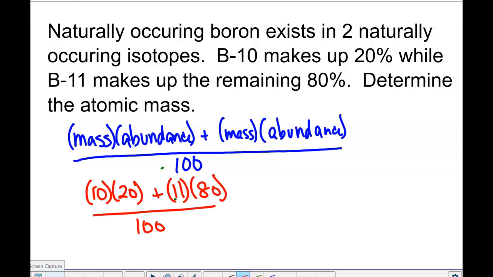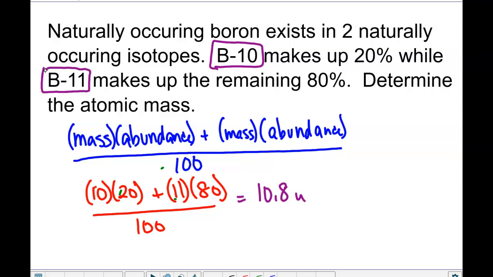All right, so your setup should look like this. And then you're going to solve for the average here. So our average comes out to 10.8. And the unit here is going to be atomic mass units. We have two isotopes. We have boron 10 and we have boron 11.